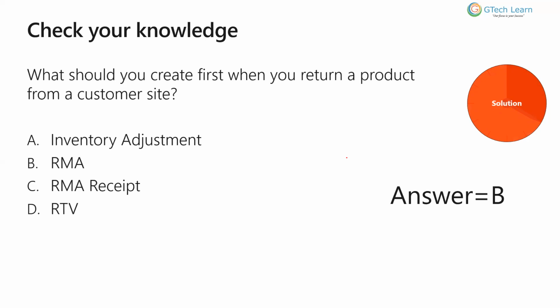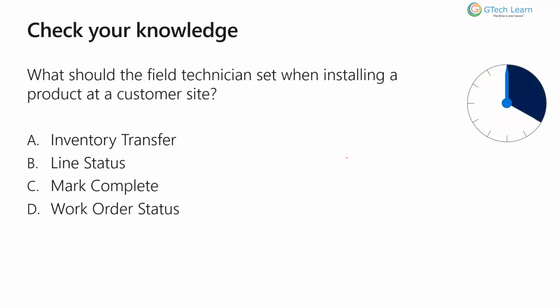Okay, so the correct answer for that question is going to be option B, that we do need to create the RMA thing. Now let's have a next question. What should the field technician set when installing a product at a customer site? Whether it's option A, inventory transfer, option B, line status, option C, mark complete, option D, work order status. Your answers on the chat, please, and let me start the timer now.